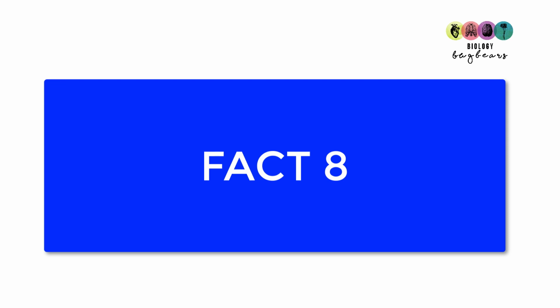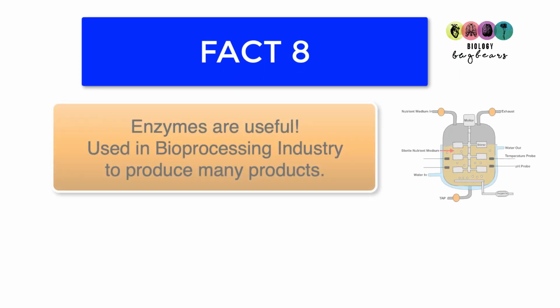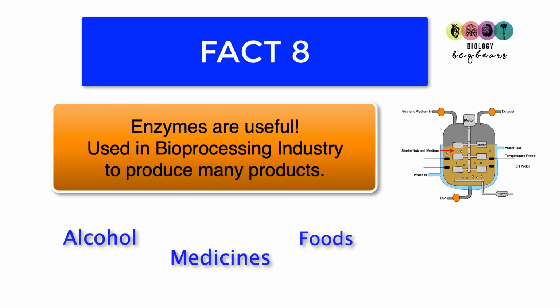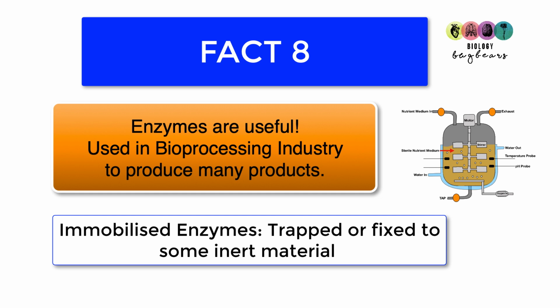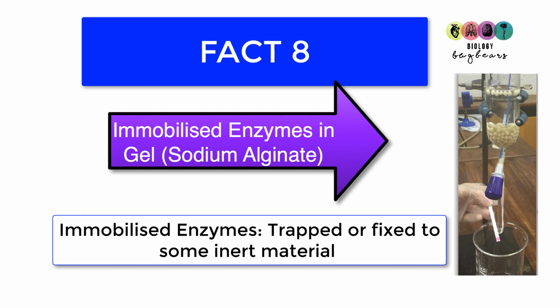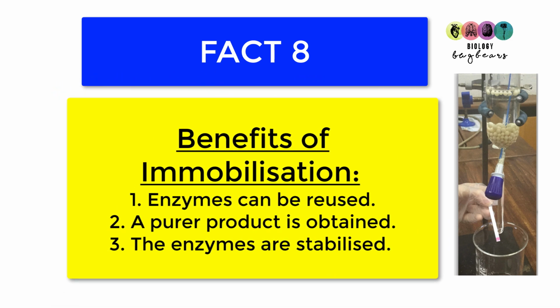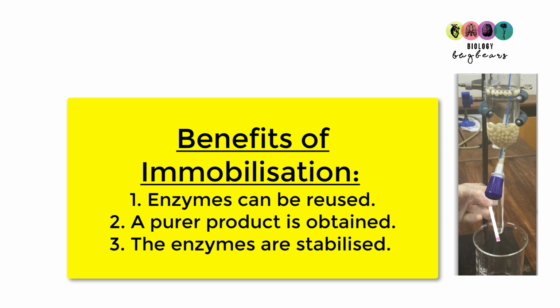Fact number 8. Enzymes are widely used in the bioprocessing industry to produce products such as alcohol, medicines, food flavorings, etc. In industry, enzymes are often immobilized. This means that they are trapped or fixed to some inert material. In the lab, we trapped or immobilized our enzymes in a gel. And the benefit of immobilizing an enzyme is that firstly, the enzyme can be reused. Secondly, you get a purer product. And thirdly, immobilizing an enzyme often stabilizes the enzyme.